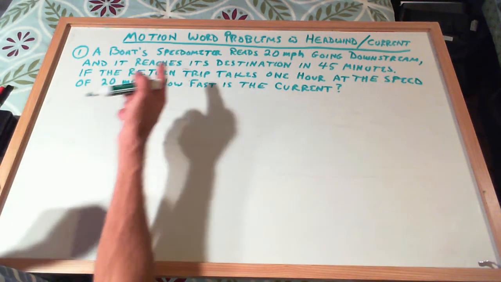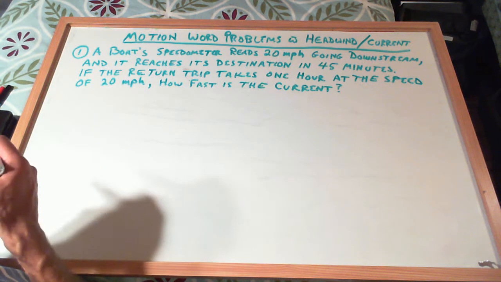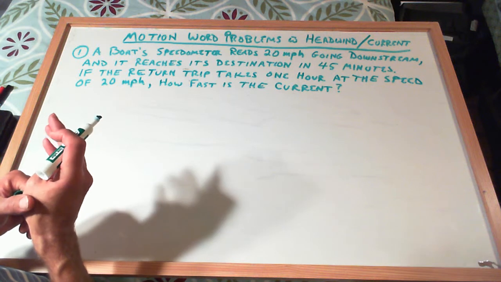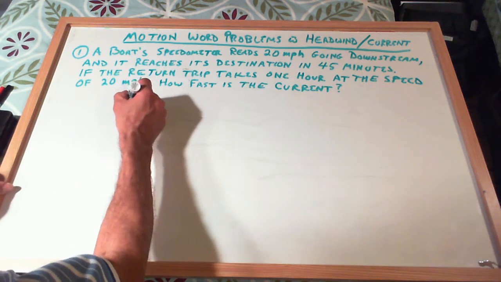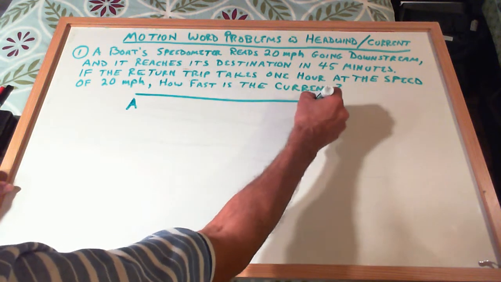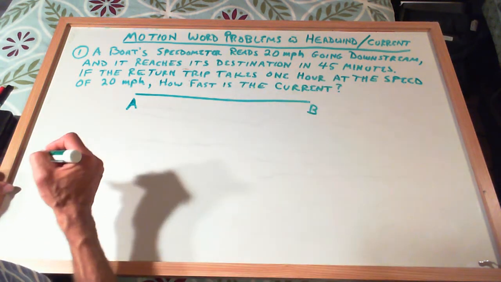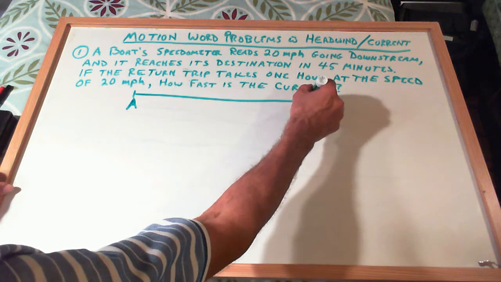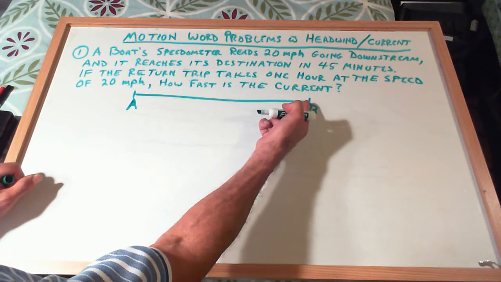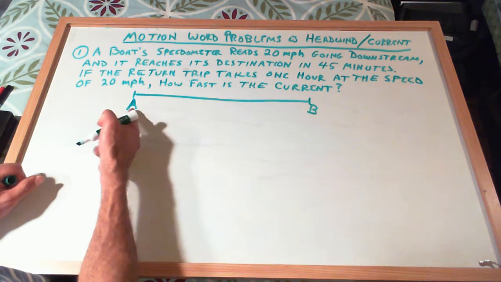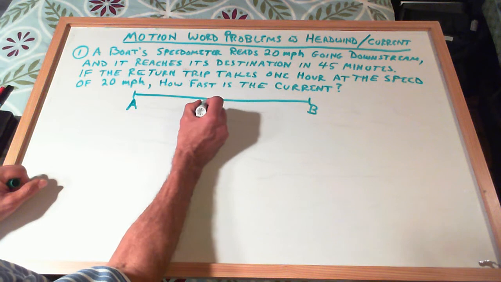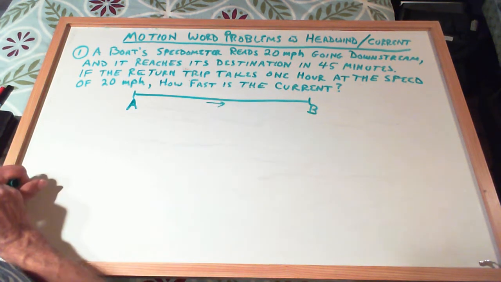It says a boat's speedometer reads 20 miles per hour going downstream, and it reaches its destination in 45 minutes. Let's draw our picture here. We've got point A, and it's going to go this way, and here's point B. It starts at point A, ends at point B, and then he turns around again. He first goes from A to B, and he's going downstream, so the direction of the water is that direction.